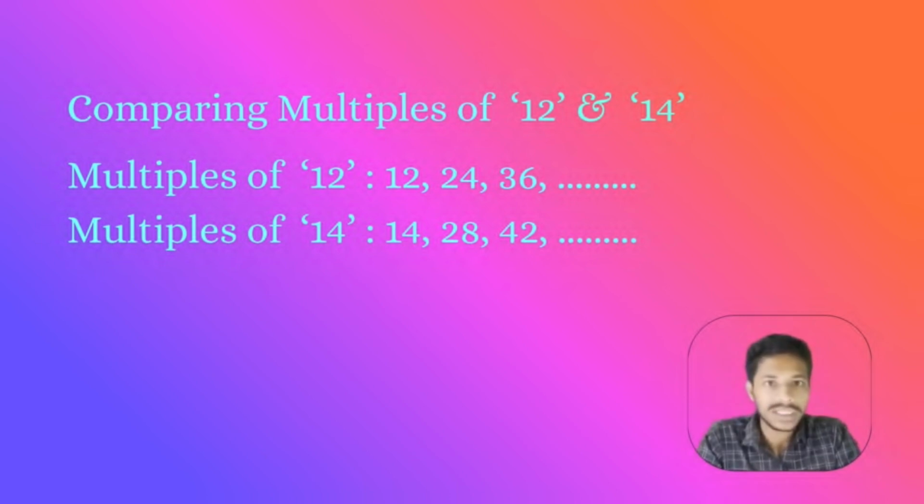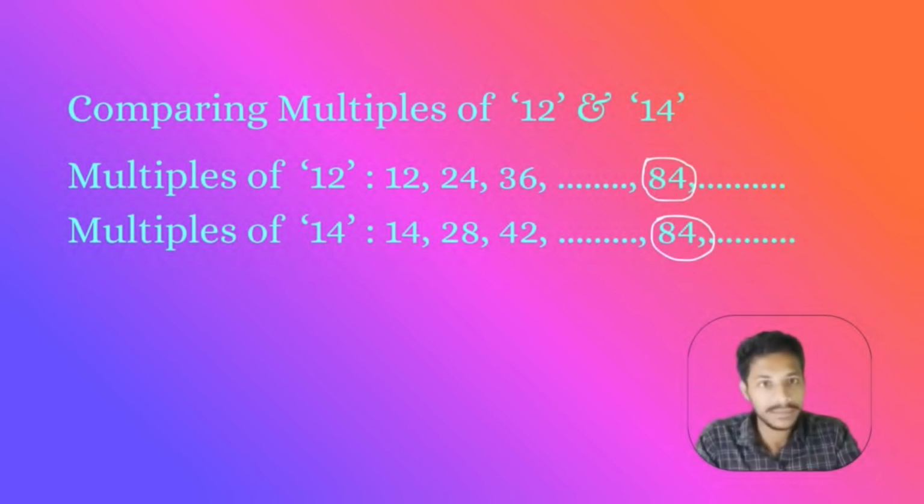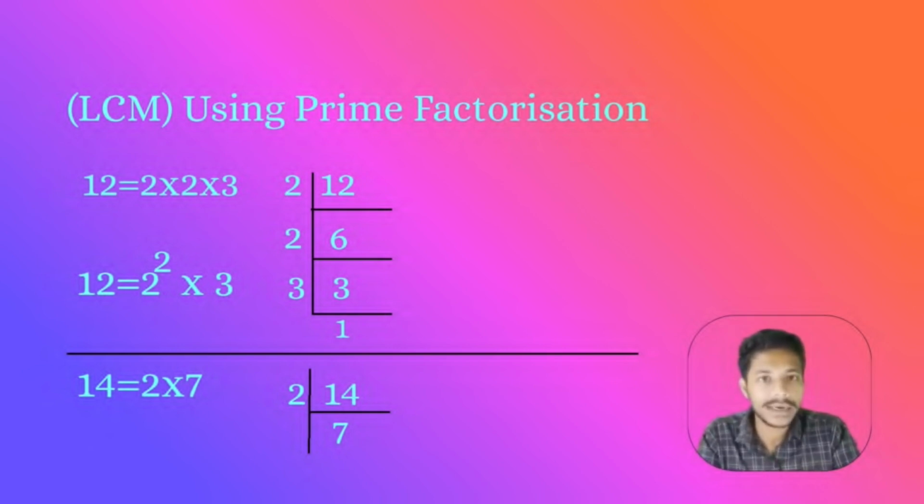So have you noticed any common thing here? No, right? But in this sequence, if I go further, I get a multiple of 12 as 84 as well as a multiple of 14 as 84, which is common in this sequence. This explanation is just about the meaning of LCM. This is not a correct way to find LCM. Let's find the LCM using a correct method, which is the prime factorization method.